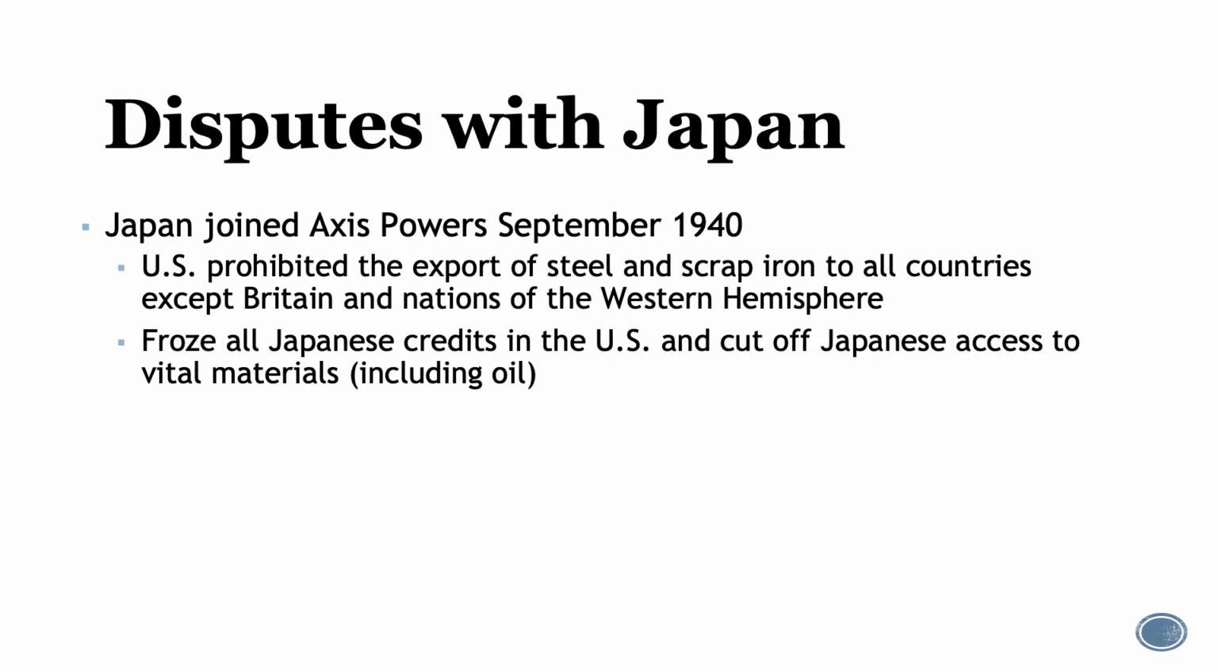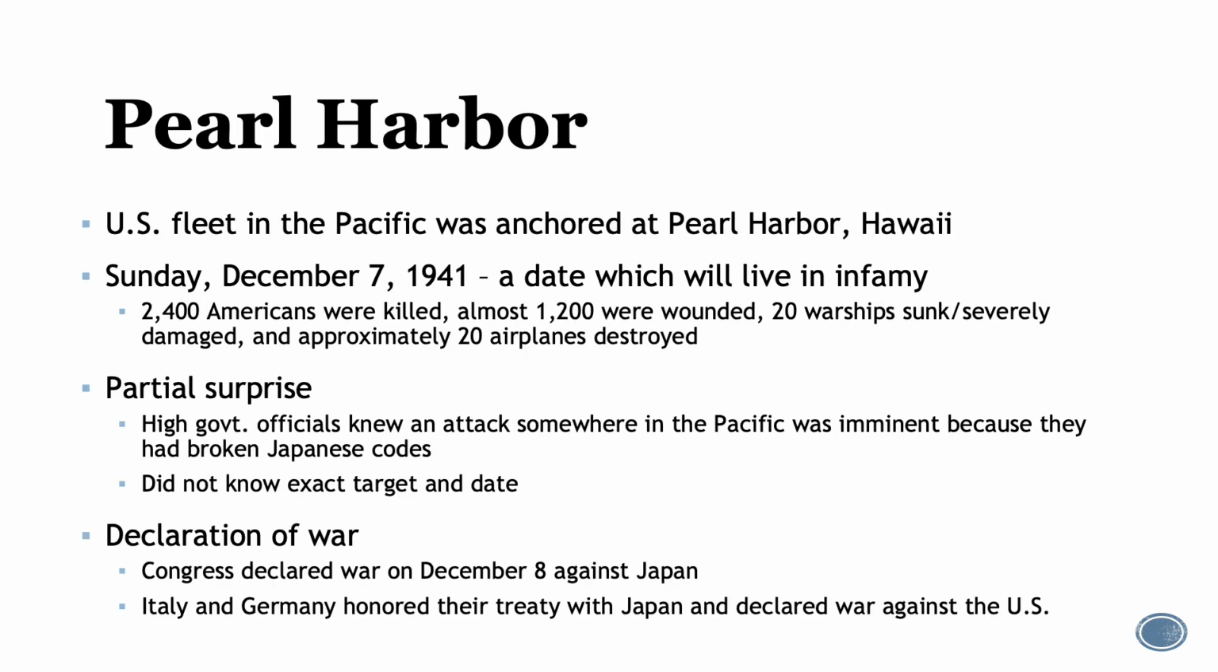Japan joined the Axis powers in September of 1940. The U.S. prohibited the export of steel and scrap iron to all countries except for Britain and nations of the Western Hemisphere. We froze all Japanese credits in the U.S., and cut off Japanese access to vital materials like oil. Japan wasn't so hot about that.